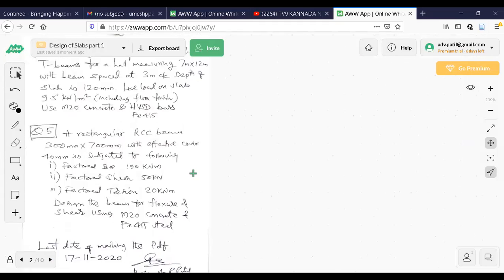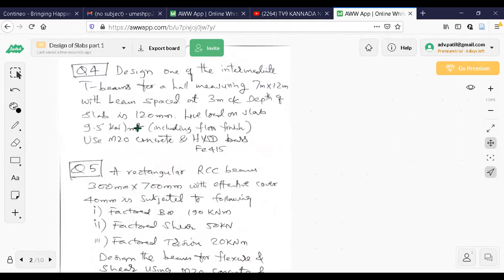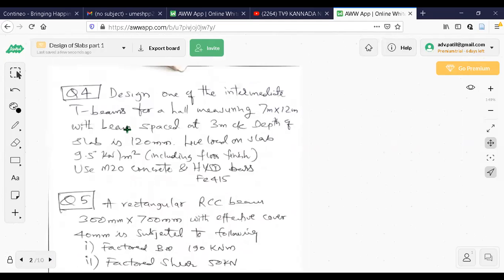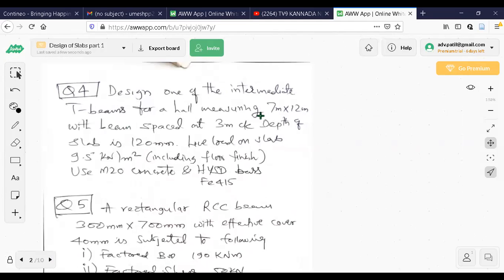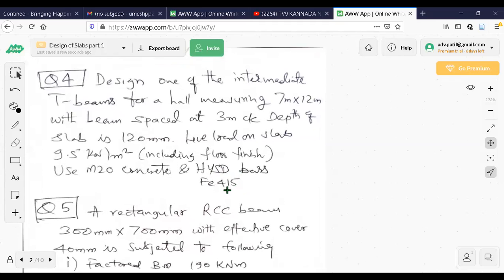Next, observe this. You have to sit down today itself, and in 3-4 days you will be able to solve these problems. Design one of the intermediate T-beams for a hall measuring 7 meter by 12 meter. Beams are spaced at 3 meters center to center. Depth of slab is 120. Live load on slab is 9.5, including the floor finish, everything is added here. Use M20 and HYSD bars. HYSD bars can be FE415 or FE500, but choose FE415 and try to solve it.